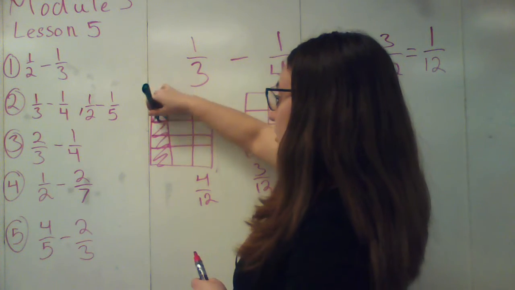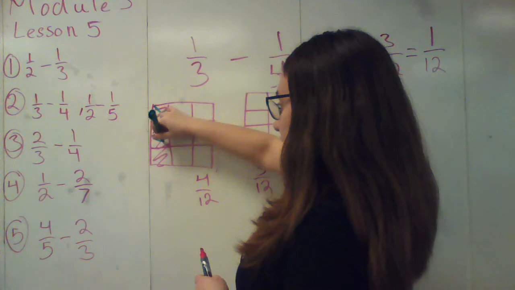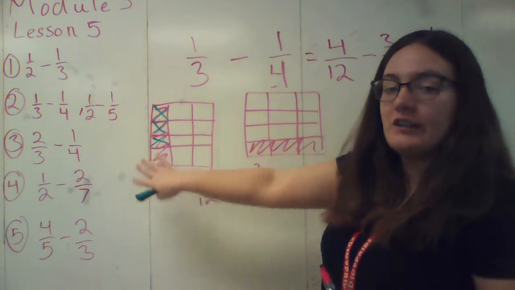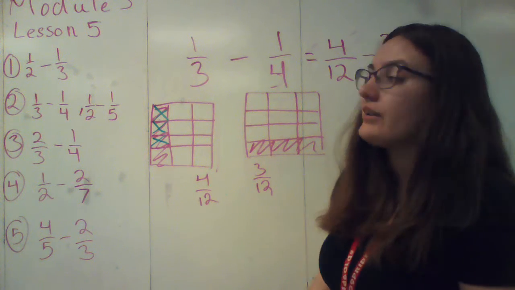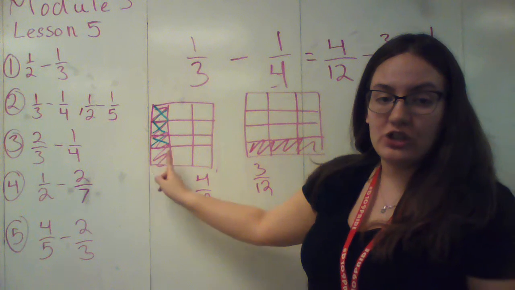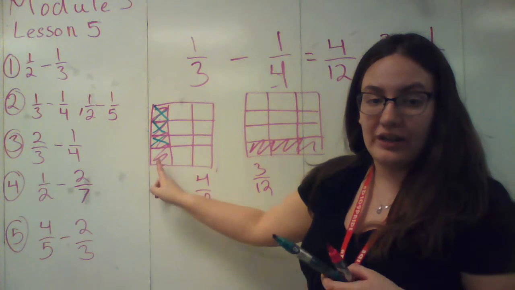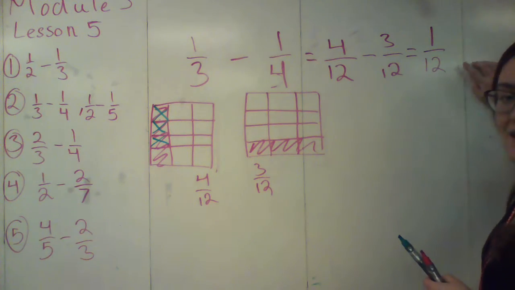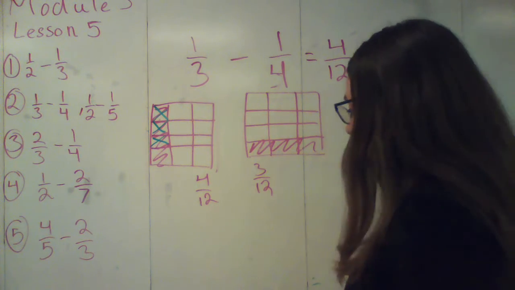So I have 1, 2, 3, and this is why you want to make your models big enough so that you can cross off your boxes and still see what you have left over. And when I cross off those boxes, I can see that I only have 1 shaded box left over, so that's 1 out of a total of 12 boxes. So my answer of 1/12 is correct.